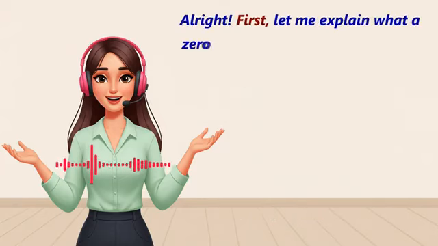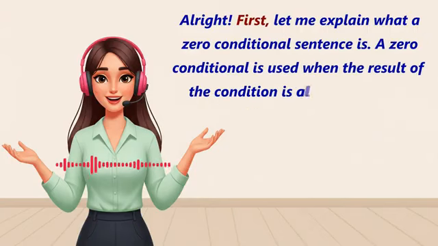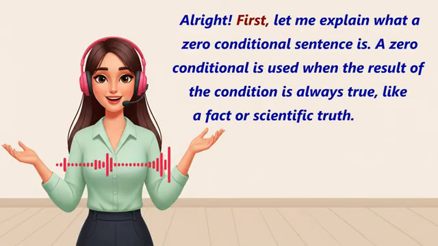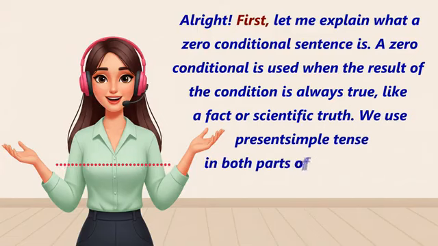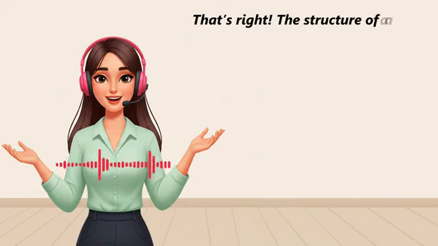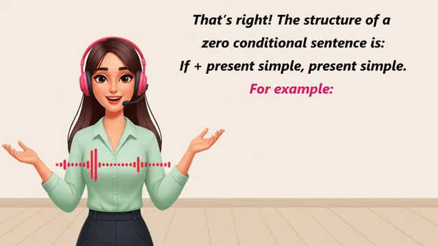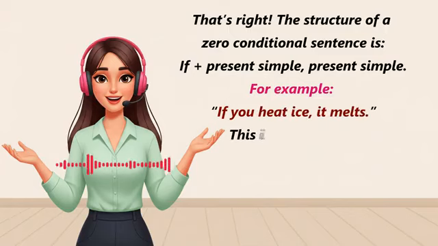All right. First, let me explain what a zero conditional sentence is. A zero conditional is used when the result of the condition is always true, like a fact or scientific truth. We use present simple tense in both parts of the sentence, the if clause and the main clause. That's right. The structure of a zero conditional sentence is if plus present simple, present simple.